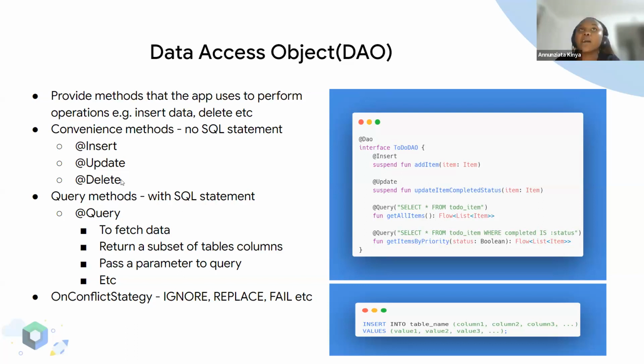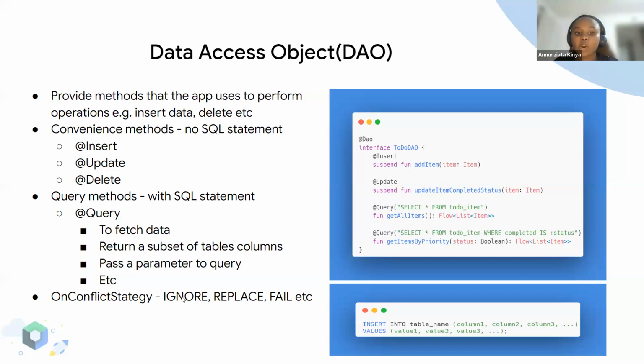For other, more complex statements or queries, you will use the query annotation. For the query annotation, you'll need to add an SQL statement to explain what complex operation you want to do to the DB. For instance, you want to fetch a list of data from the database, returning a subset of table columns. You have a table that has ID, name and the status of the to-do item, but now I just want to check the status, or maybe do a count of how many to-do items I have completed for today.